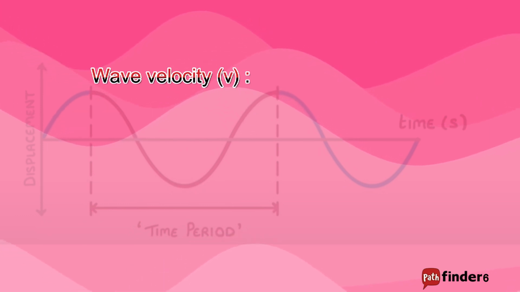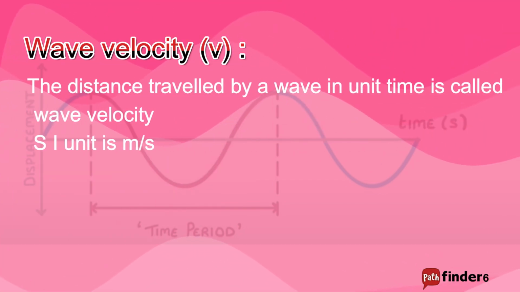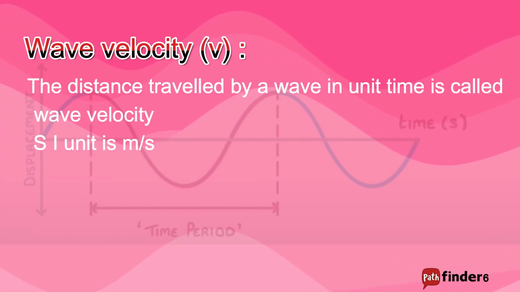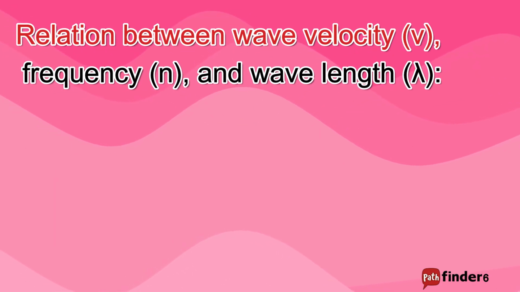Definition of wave velocity. The distance traveled by a wave in unit time is called wave velocity. SI unit is meter per second. Relation between wave velocity, frequency, and wavelength.